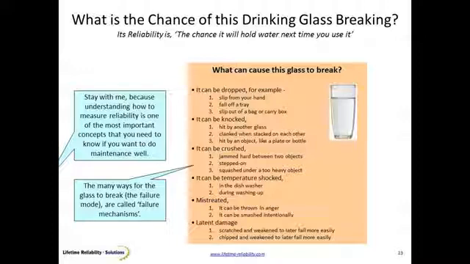How many of you have broken a glass? Have you broken a glass over your life? Yes, it happens. That's just one of those things you expect every now and again. Randomly, there'll be a broken glass.